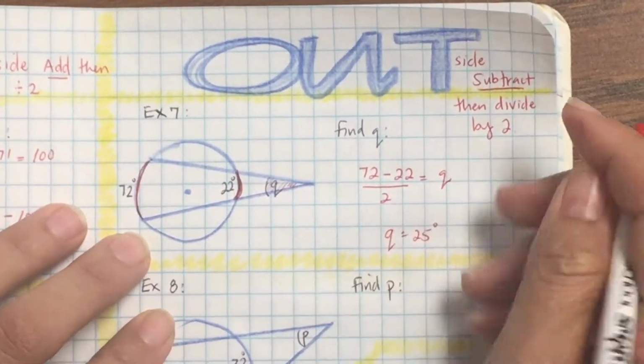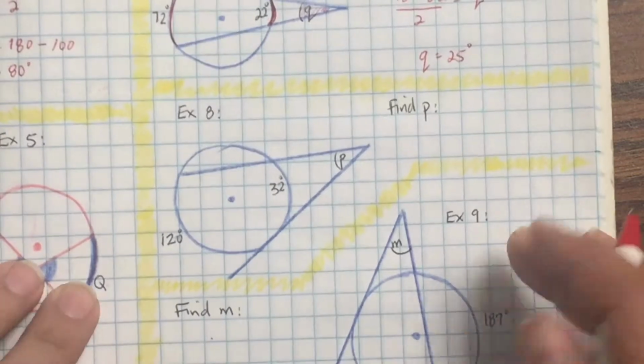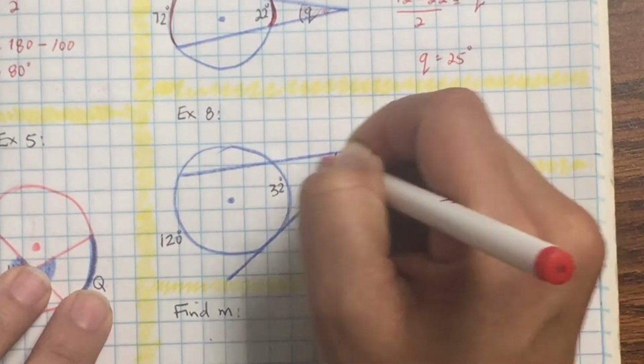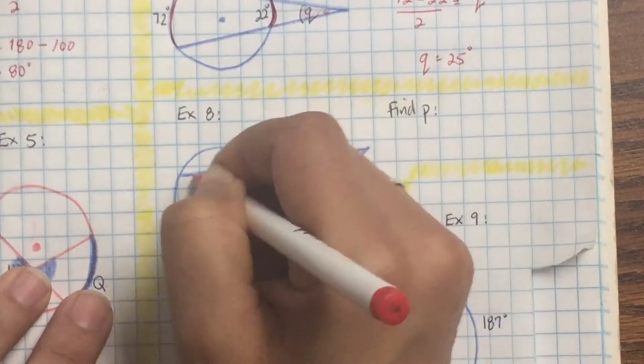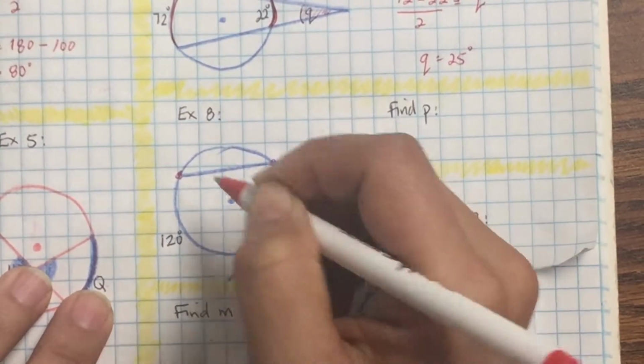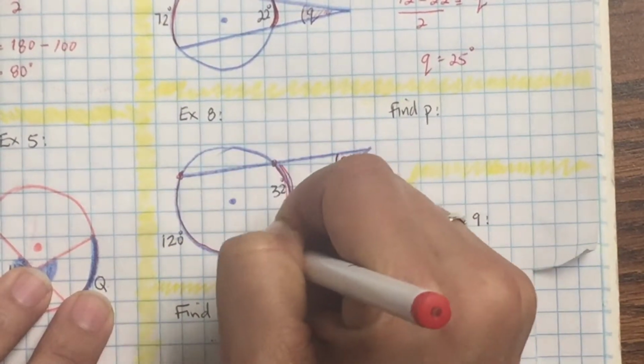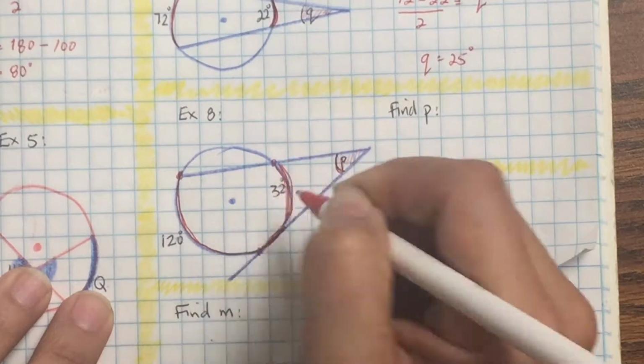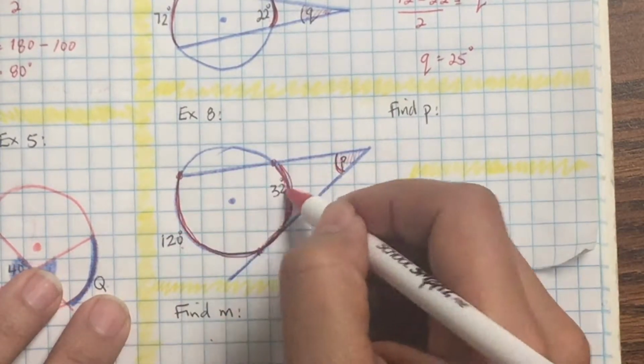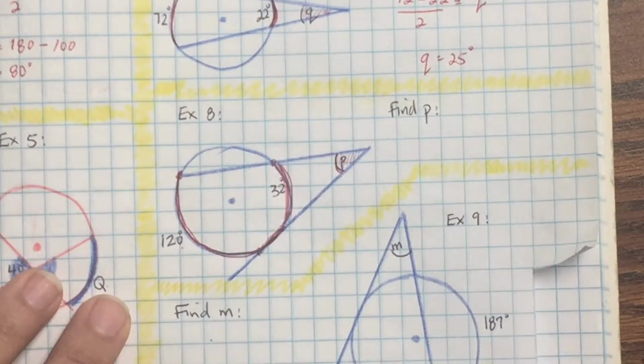So Q is 25. Alright, so again, there's my angle. Follow it to the circle. Follow it to the circle again. Subtract those two arc measures, so 120 minus 32, divided by 2, and it'll give you P.